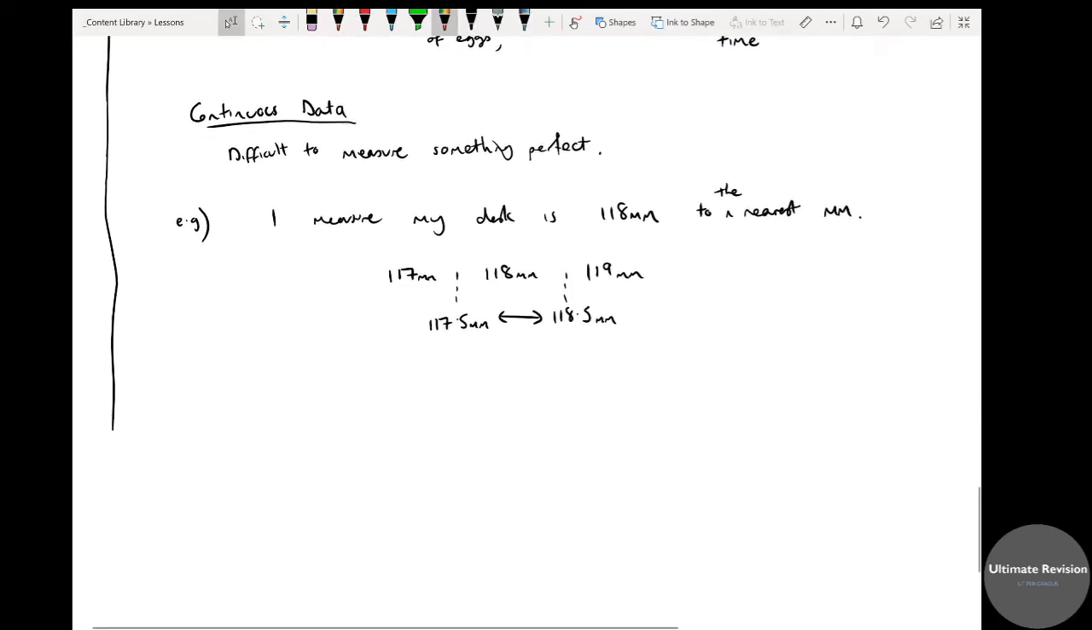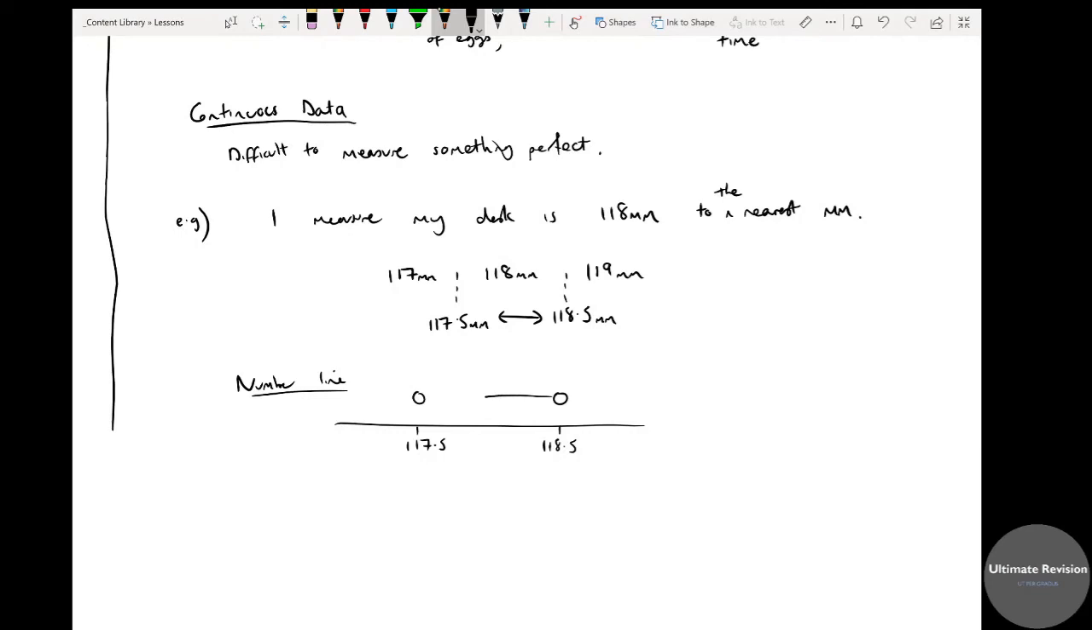Now I could show this on a number line. So my desk here would be somewhere between 118.5 and 117.5. Now you've got to remember, if it was 118.5, then you would have measured it as 119, wouldn't you? So when you're drawing a number line, remember that is not coloured in. But 117.5, that is coloured in, because that would round up to 118.